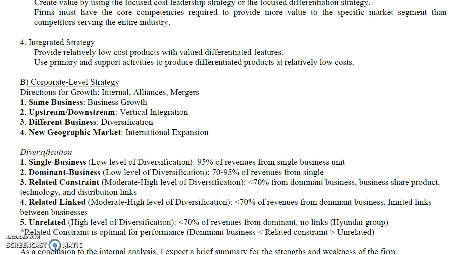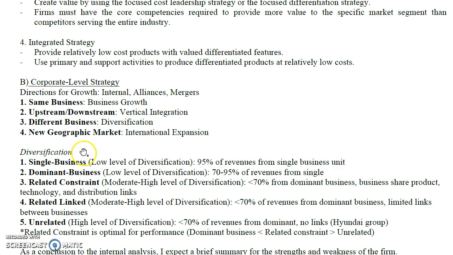Multi-domestic expansion is when you use different products, or you customize products for each market. Global expansion is the use of standardized products, so using the same product for each country. And transnational strategies are when you use a bit of both.